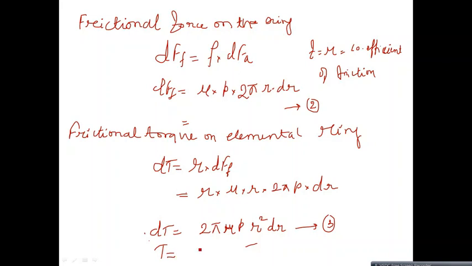So now to get the torque, dT equal to 2 pi mu into p into r square into dr. Now to get the torque, that is the complete torque which is going to act on the disc because of the friction, you will get integration from Ri to R naught. This is 2 pi mu p r square into dr.